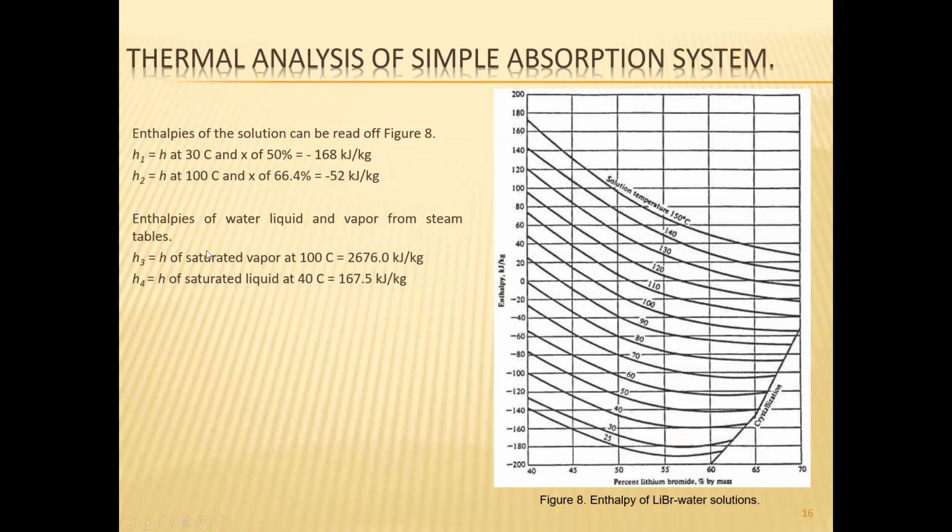Okay. Enthalpies of water, liquid, and vapor from the steam table. So, H5 is equal to H of saturated vapor at 100C, which is 2676 kJ per kilogram. H4 is equal to H of saturated liquid at 40C, which is 167.5 kJ per kilogram.